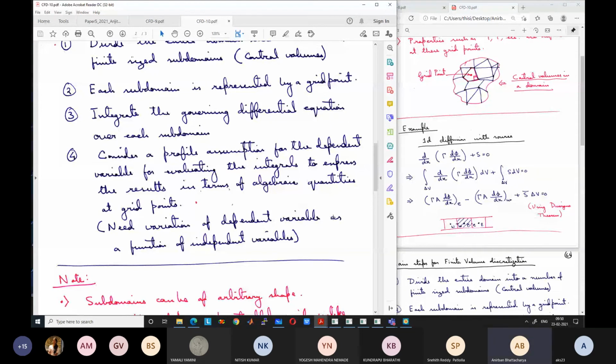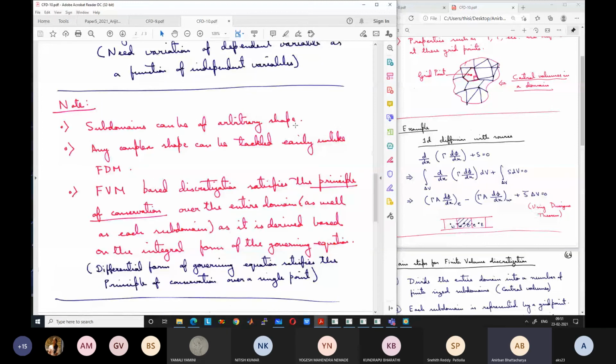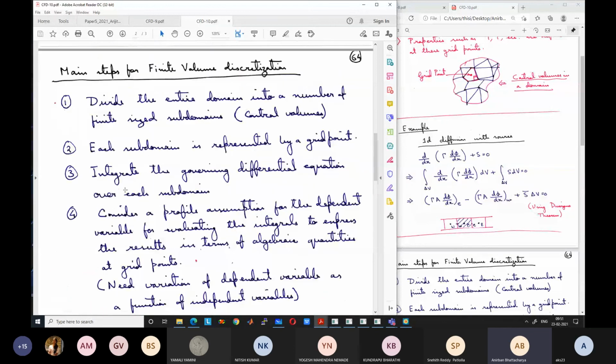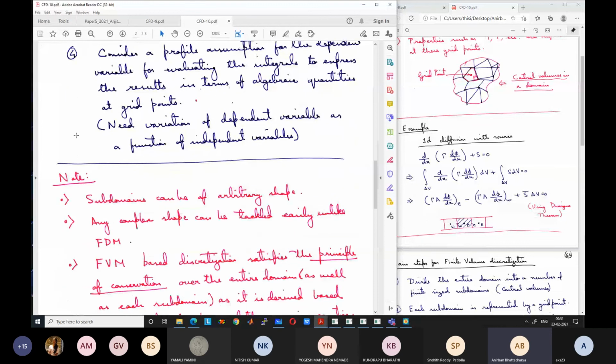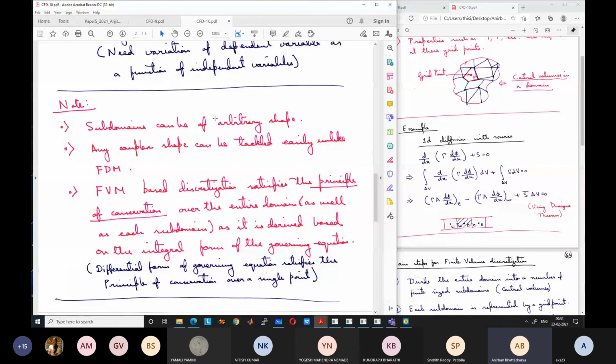Important points to note for finite volume method is that subdomains can be of arbitrary shape. So all this will become clear in the next few classes when we go through more examples. Today it might seem confusing to you because I am just noting down the features of finite volume method. But after going through a few classes, it will become much more clear what is happening. So the subdomains can be of arbitrary shape. We have seen it can be triangular, quadrilateral, any shape, having a certain number of faces.